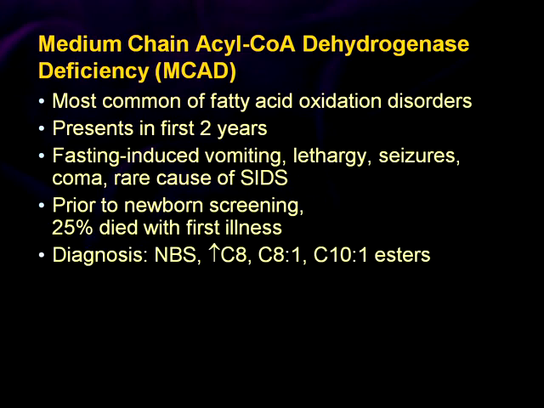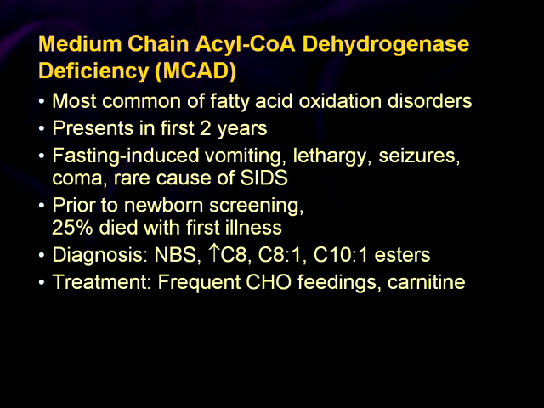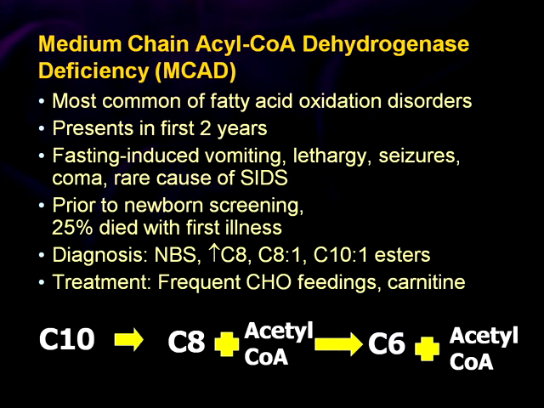So now we can test for it on newborn screening. We have an elevated C8 and then the C8:1 and C10:1 esters. You want to make sure you're having frequent feedings with carbohydrates, and you're going to supplement with carnitine. So these are not the kids you want fasting overnight. So there's a breakdown. You can't go from C8 to C6, and the C8s go up. And you also get sort of a backflow to the C10s.